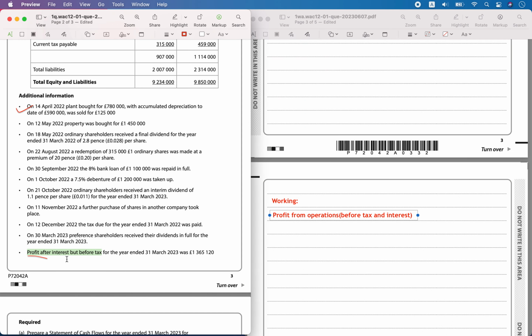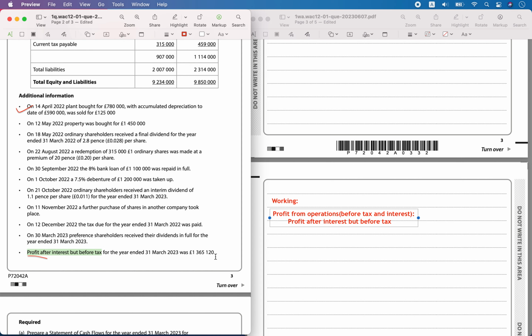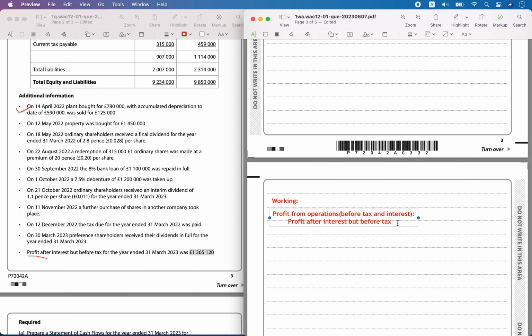To find what is, okay, but here they have given profit after interest was paid but before tax. Tax has not yet been paid, but this profit is after the interest has been paid. So I will add back any interest that was subtracted earlier. So this was the amount that is given to us, but I have to add back any interest because I have already subtracted.